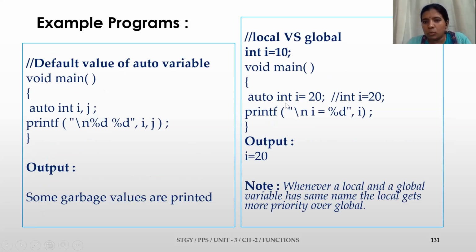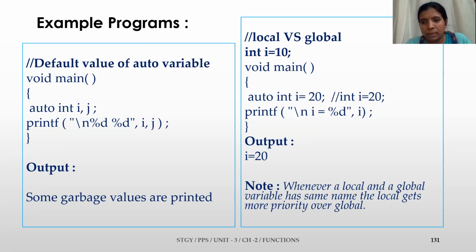Okay, so local versus global. I have a global variable. Something that is declared above main, in the global declaration section, becomes a global variable. So int i is equal to 10. Here I have auto int i is equal to 20. Now when I'm trying to print i, which i does the computer determine? Is it an error? Is it 10 or is it 20? Is it unpredictable? My dear boys and girls, it's not an error, it's not unpredictable, it is clearly predictable.